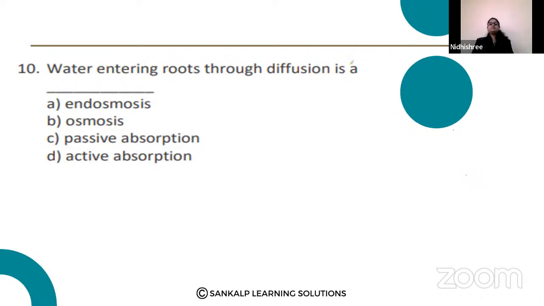Okay. Sometimes if they did not give osmosis or they did not give passive absorption, if either one of the two is missing, then for example, if passive absorption is given and osmosis is not given, then the answer would be passive absorption. If osmosis is given and passive absorption is not given, then the answer would be osmosis. Okay, so here both are given, osmosis and passive absorption, so both answers are right actually.